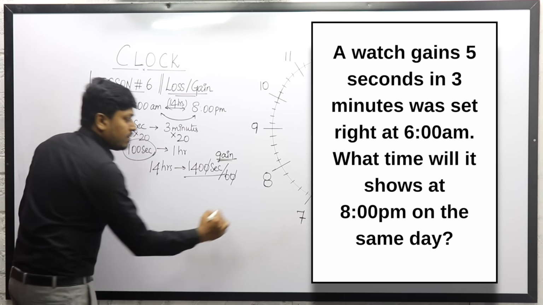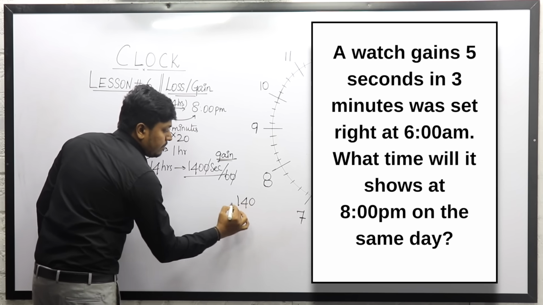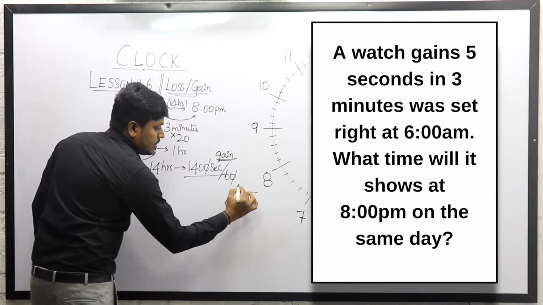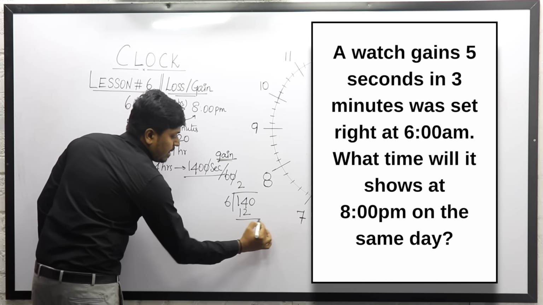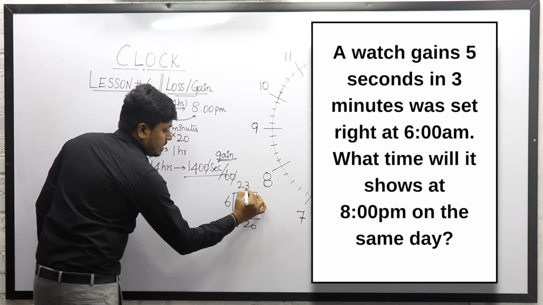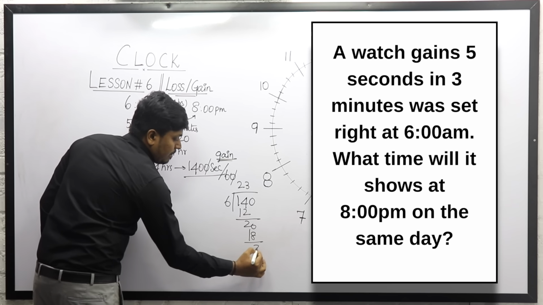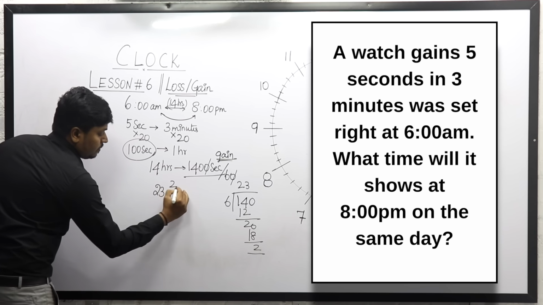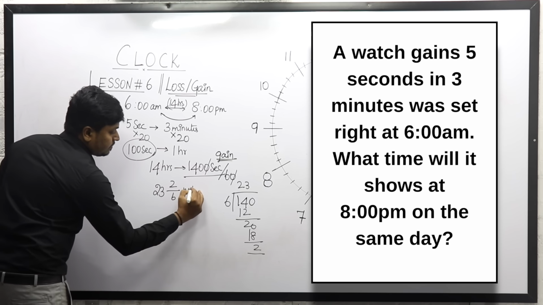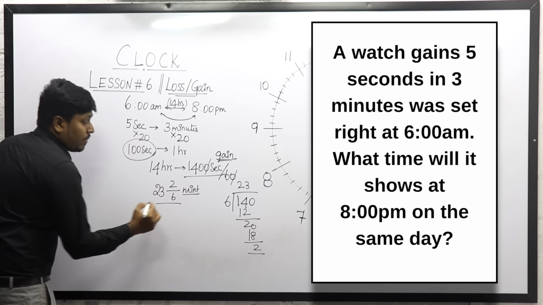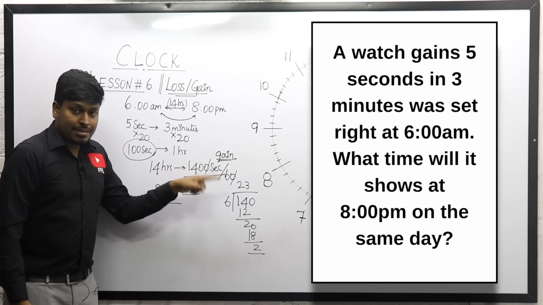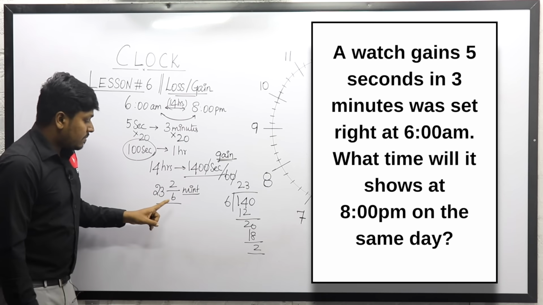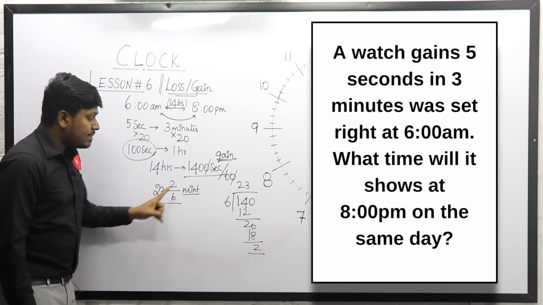If you divide by 60, cancel 0 and 0. So 140 divided by 60, so 140 divided by 6. So 6 2s are 12, so remainder will be 20. So 6 3s are 18, so remainder will be 2. So finally this can be written as 23 2/6 minutes. So friends, understood how I convert this? Just divide by 60 in order to convert into minutes. So finally we got 23 2/6 minutes.